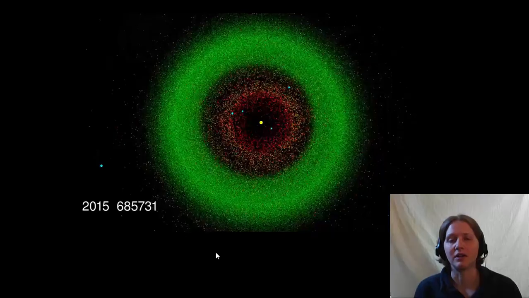We are tracking all of the red dots that we have found, all of the Earth-crossing asteroids, and as far as we can predict, none of them are a danger to us. But we will continue to look for new ones and track the ones that we already know.